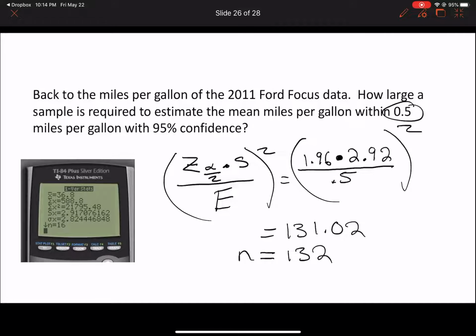So if I sampled that many, I'd be able to tell with 95% confidence that the mean miles per gallon of a Ford Focus would be within plus or minus 0.5 of my sample mean. Okay, so let's jump to the comparisons.